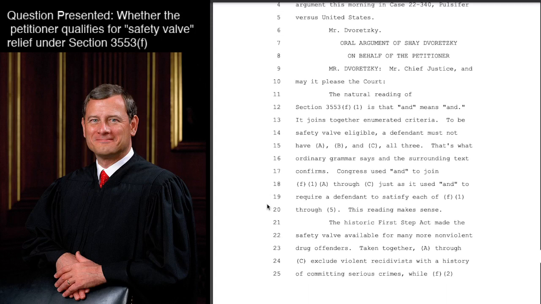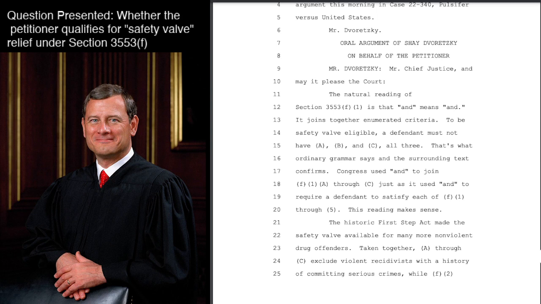It joins together enumerated criteria. To be safety valve eligible, a defendant must not have A, B, and C, all three. That's what ordinary grammar says, and the surrounding text confirms. Congress used "and" to join (f)(1)(A) through (C), just as it used "and" to require a defendant to satisfy each of (f)(1) through (5). This reading makes sense.